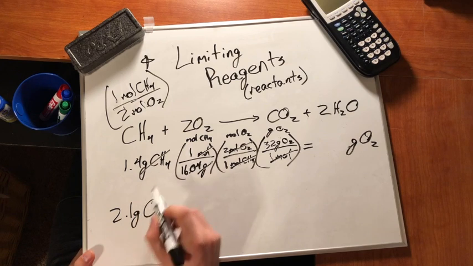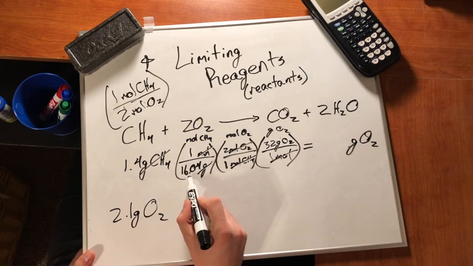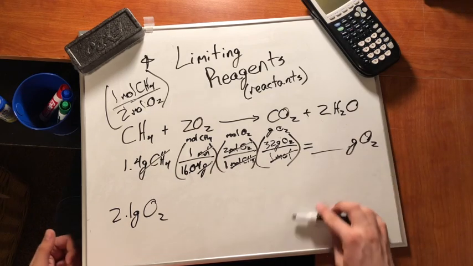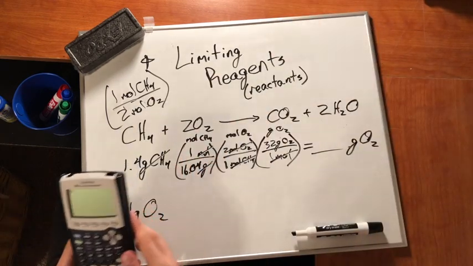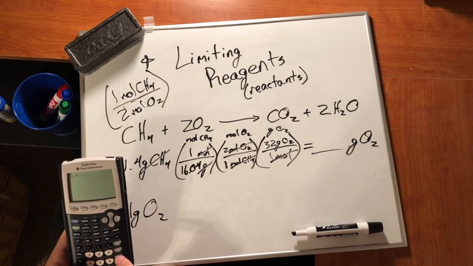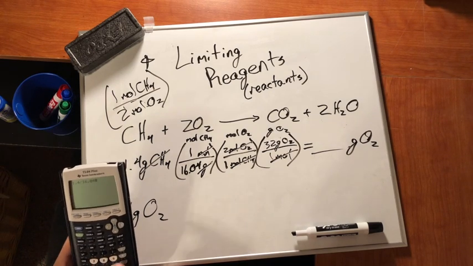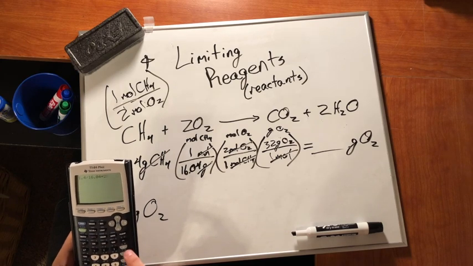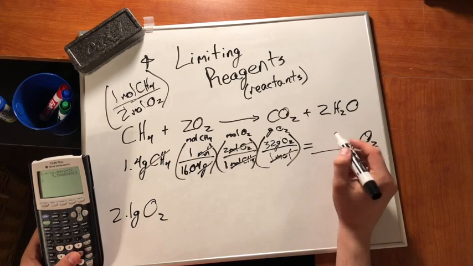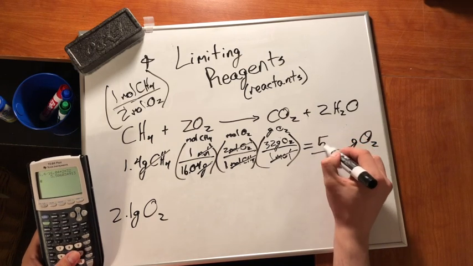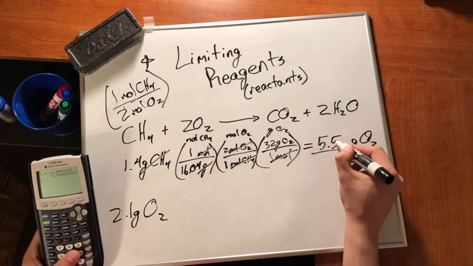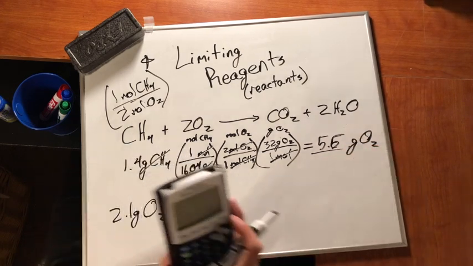So I've got 1.4 divided by 16.04 times 2 times 32. And that's going to give me this number. So let me get my calculator real quick and we'll figure that out. 1.4 divided by 16.04 times 2 times 32 is going to be 5.5, or 5.6 if I round, grams of O2.